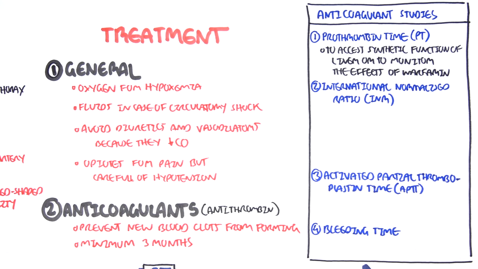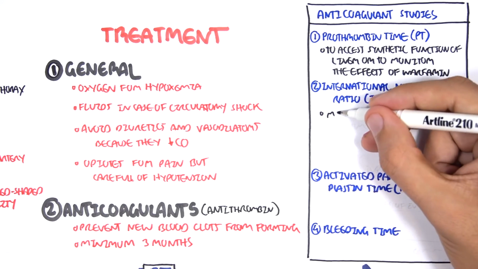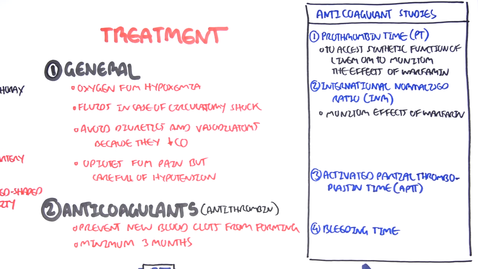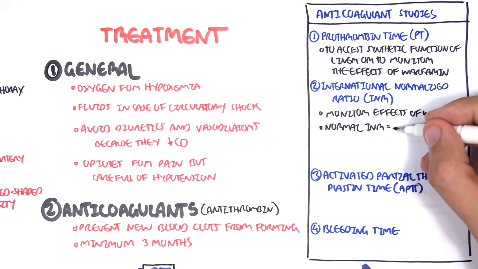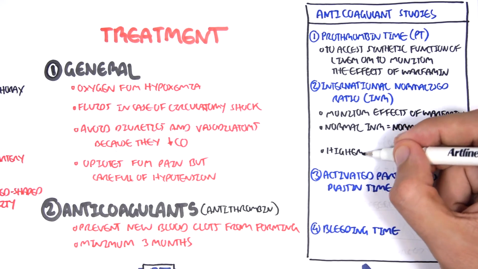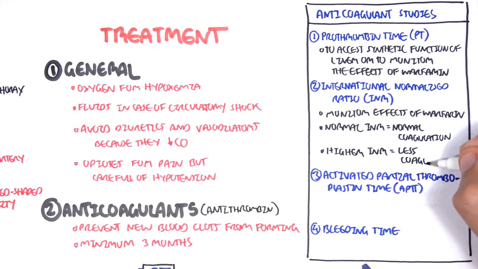The international normalized ratio, your INR, is essentially like your PT, but it's a calculation, and it's to monitor the effects of warfarin, so your extrinsic pathway clotting factors and your common pathway. The normal INR means that you have normal coagulation. A higher INR means that you are less coagulable. A normal INR is 1, meaning you have normal coagulation. A higher INR, meaning 2 or 3, means that you are less coagulable. You will bleed more easily.